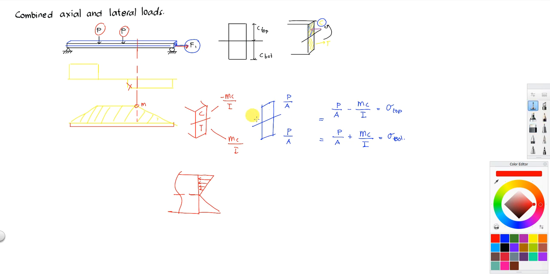Ayan. Okay? So, plus, ito pala ay tension, and ito pala ay tension. Kasi pahila siya, okay? So, we will be having here tension. Okay? Now, this is in tension, so pahila daw to. Okay? Again, this is negative MC all over I, top to, no? Top. And then this is plus MC bottom all over the I.